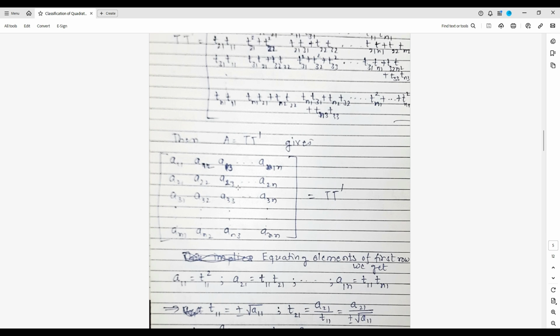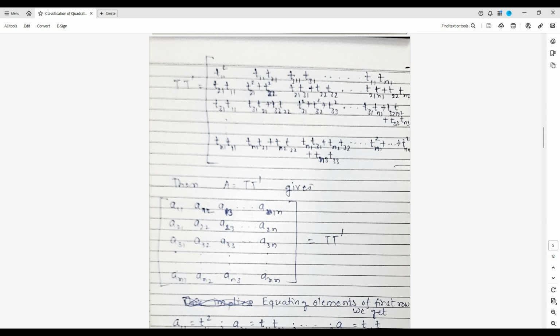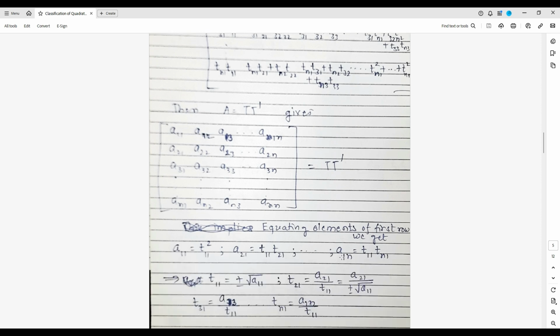Similarly, we can equate A13 to T11 into T31. Now T11 we already know, so we can calculate T31 also. Likewise, the last element in the first row would be A1n equal to T11 into Tn1. Here T11 is already known. So Tn1 we will get by writing A1n equal to root A11 into Tn1.